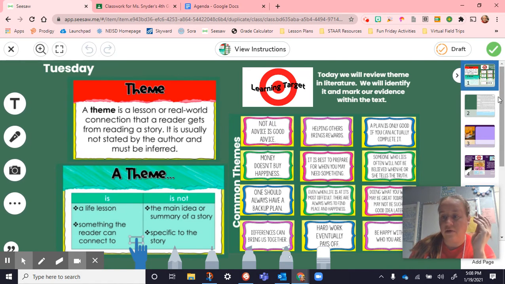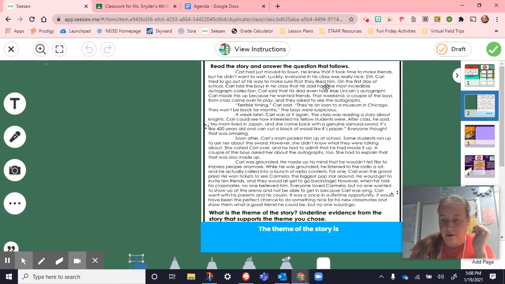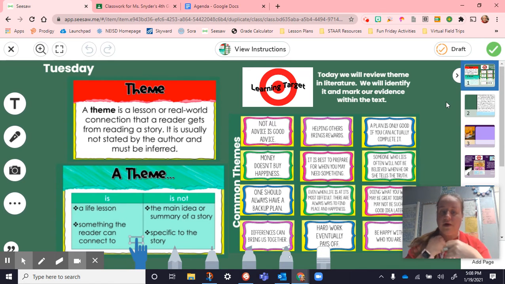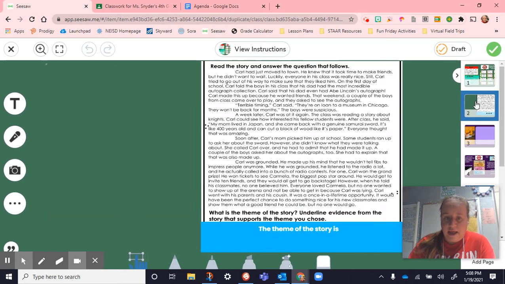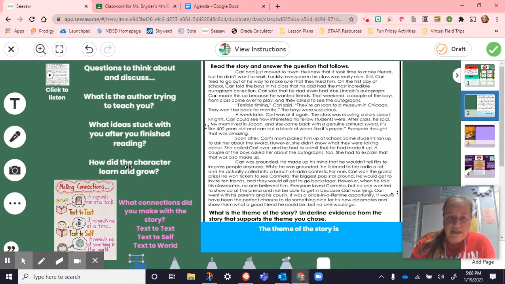Meaning you can't go to the text and highlight the theme. It's not something where you can go back to your text and find that evidence. It's something that you just have to infer, and you just have to understand it from what information you gathered in the story. So here are some common ones you can look through there. And then here we read this story about Carl. There's some hidden little things over here that you can delete that green box, and there's some things under here that we talked about. You can click to listen to the story here.